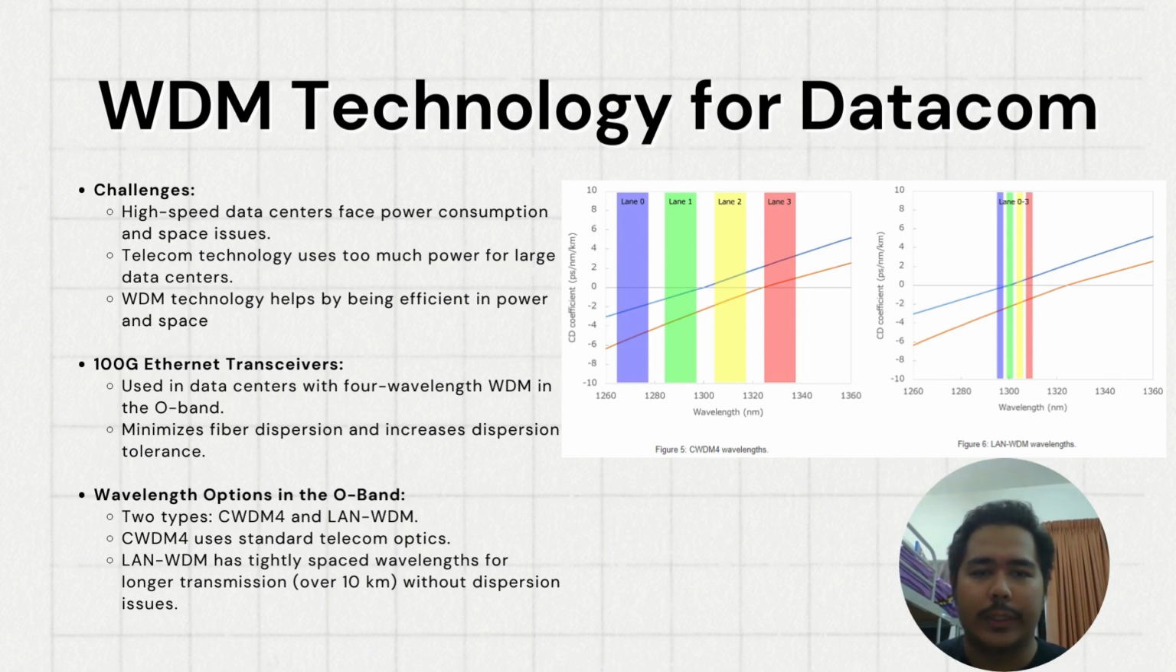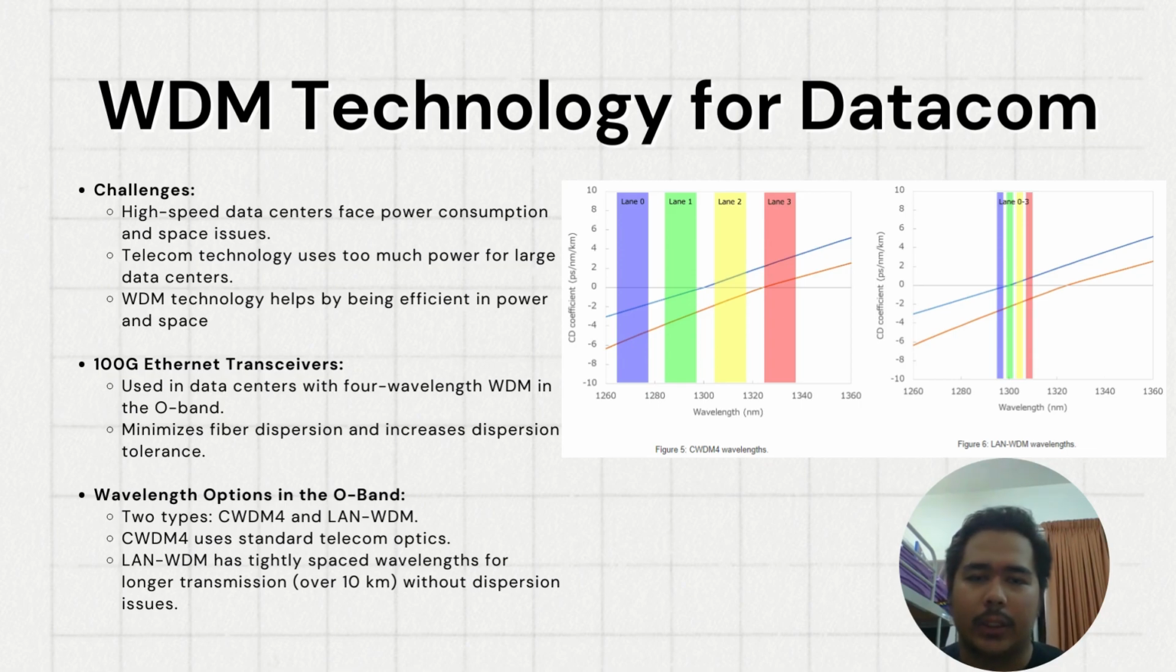For the next part, which is WDM technology for datacom, there are a couple of challenges faced by datacom networks, or data centers, especially high-speed data centers, which are power consumption and space issues. Telecom technology uses too much power for large data centers, meaning that the larger the data center gets, the more power it consumes and the more space it requires. WDM technology helps by being efficient in both power consumption and space requirements.